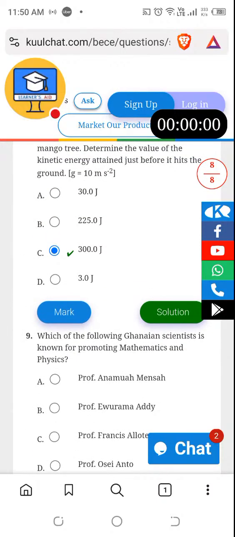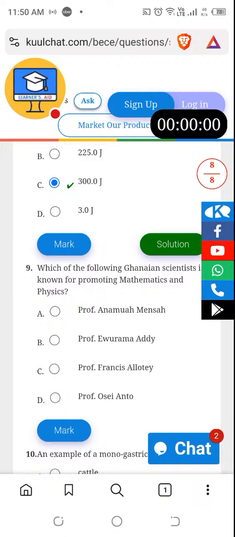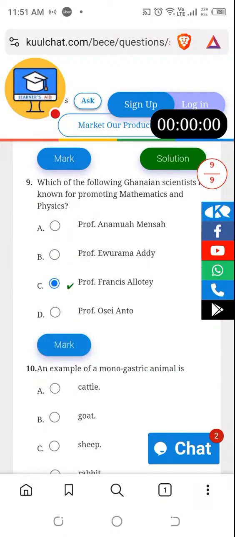Now, which of the following Ghanaian scientists is known for promoting mathematics and physics? This question is Professor Alute. Move on.